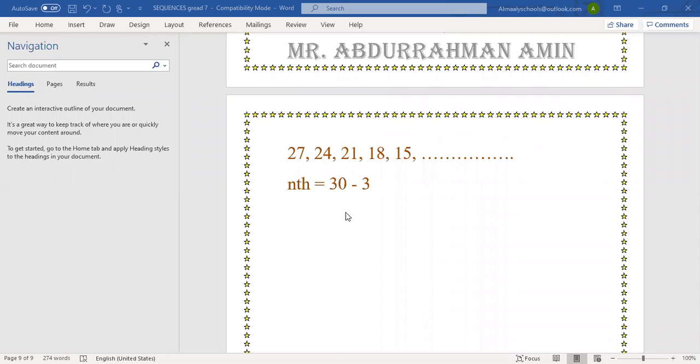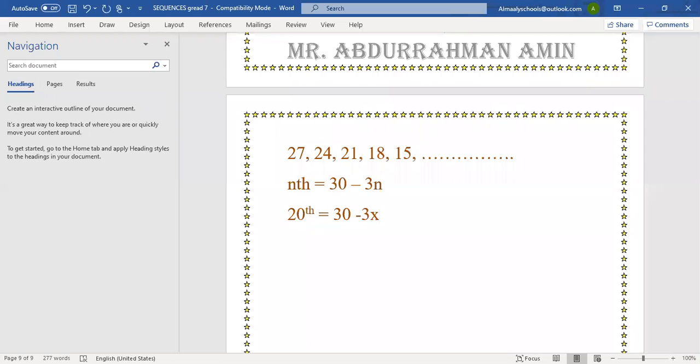So the nth term is 30 minus 3n. He asked me to find the 20th term. 20th term. Yes. So it will be 30 minus 3.